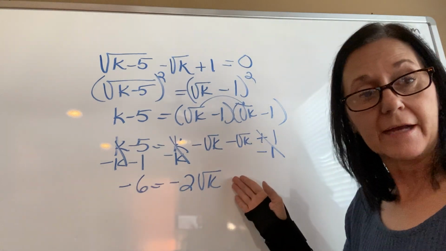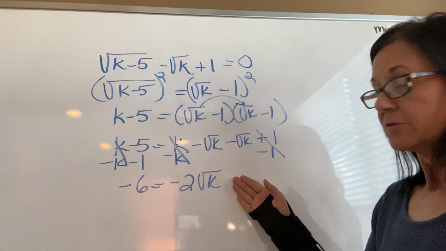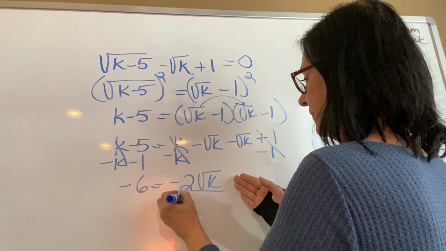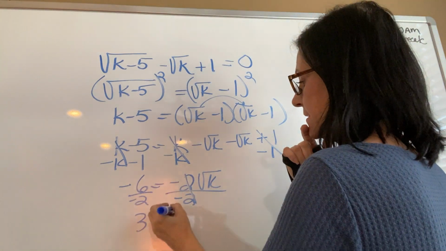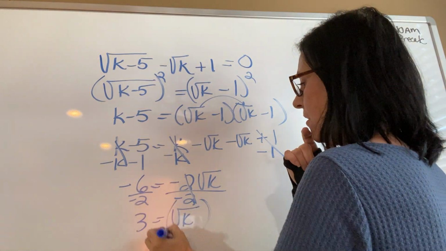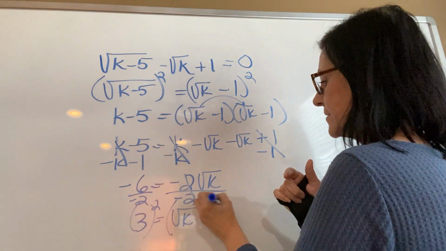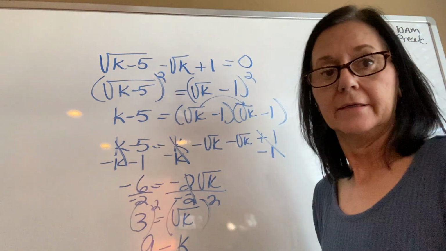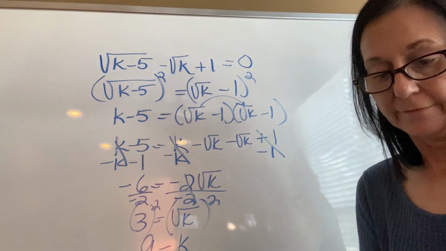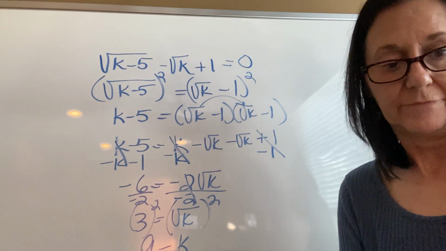I want to, again, isolate this radical. So I'll divide both sides by -2. So 3 is the square root of k. Now I square both sides. The value of k is 9. And I have to check them. Have to check it. Always. You have to check these.